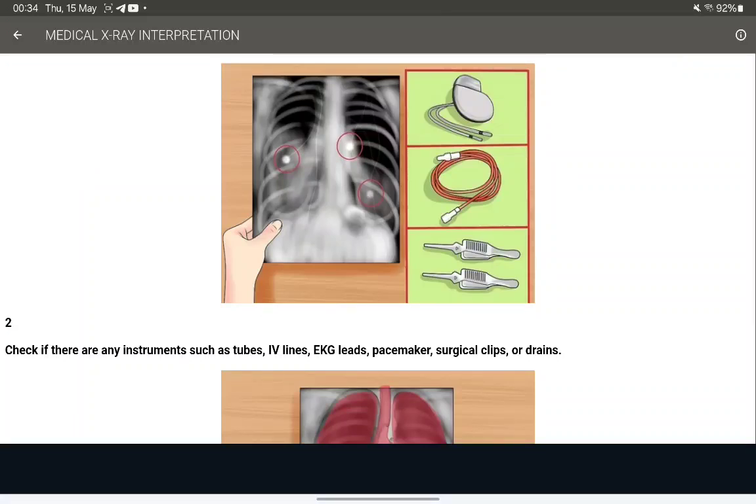Starting with metallic density, one of the 5 densities, which is the whitest one. Check if there is any instrument such as tubes, IV lines, EKG leads, ECG leads, pacemaker, surgical clips or drains.